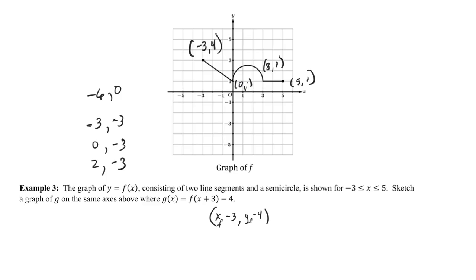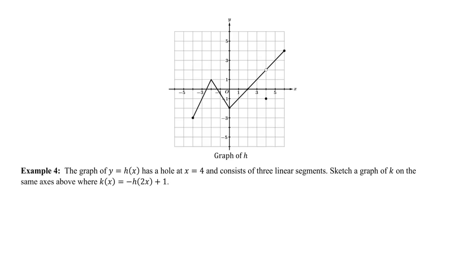All right? So let's plot those. Use a different color here. Let's do blue. So negative 6, 0, boom. Negative 3 right there. 0, negative 3 right there. And 2, negative 3 right there. And then I can just connect these. And notice, all I did was shift down 4 and left 3, right? Now, could we have done that without doing the points? Yes, but on the ones coming up, it's kind of important that we do the points, okay?